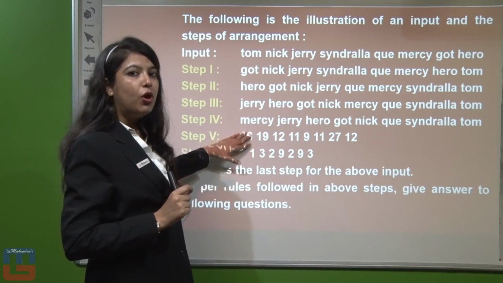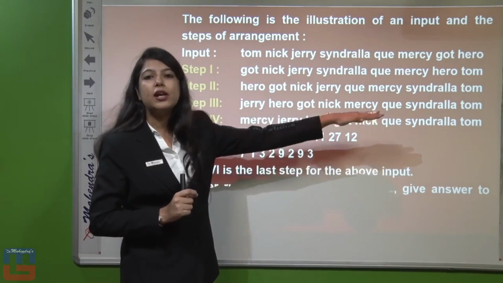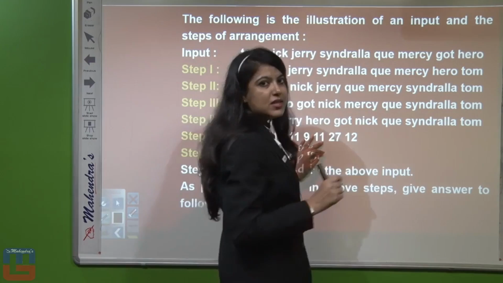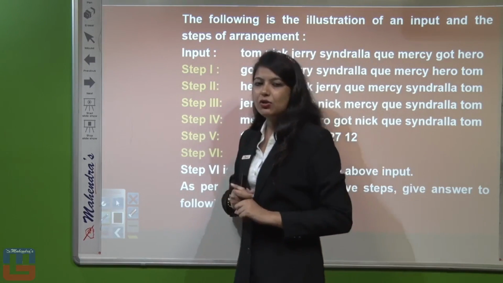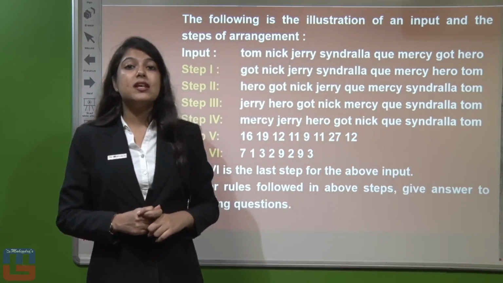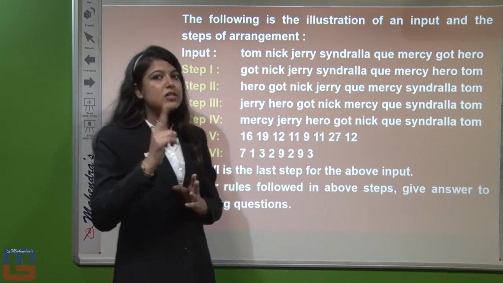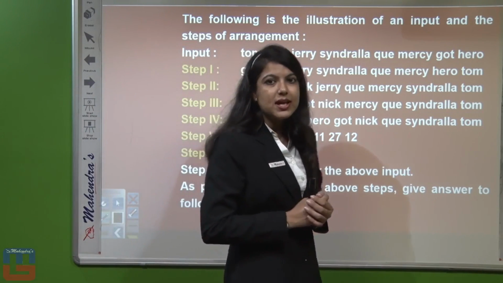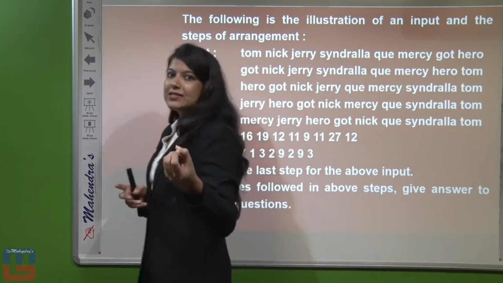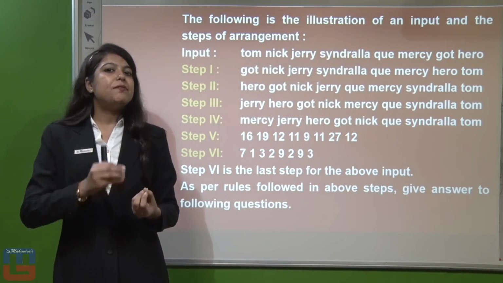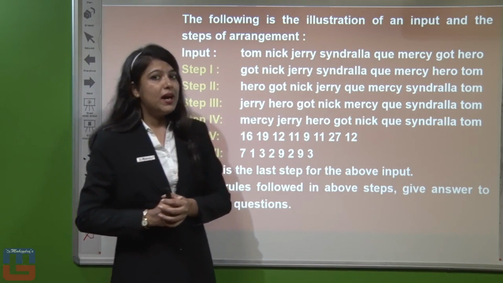Coming to step number 4, we can see Mercy, Jerry, Hero, God, Nick, Q, Cinderella, Tom. For analyzing words, we use three patterns for how the words have been arranged. The first is the dictionary pattern, where we see two possibilities: arrangement by first letter or by last letter. If we get first letter arrangement, we relate all the words by their first letter; if not, we relate them by the last letter.